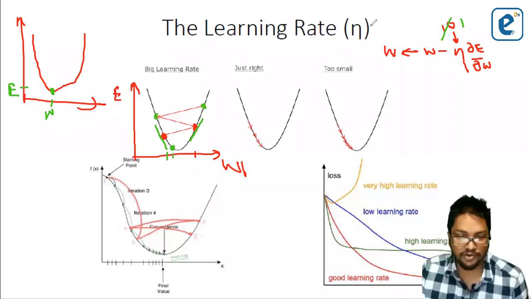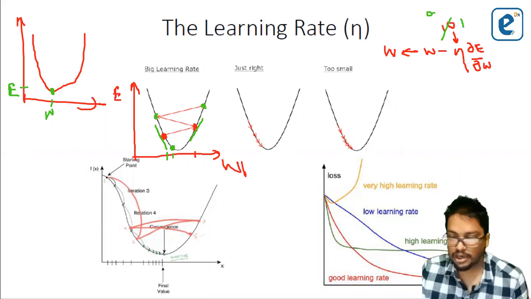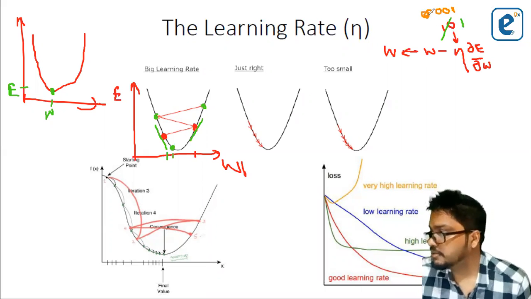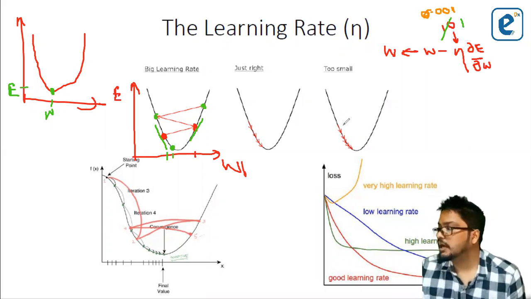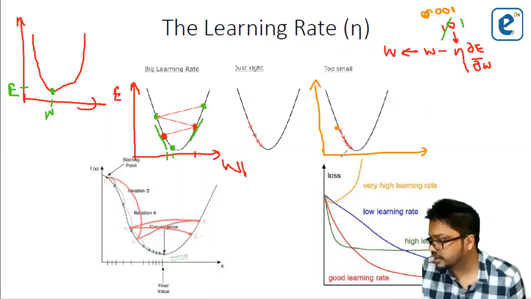A very small value, like let's say 0.001. I mean, it might be less than that, right? So what's going to happen now? Let's assume that the eta is 1. So what's going to happen is, from here it asks us to go here originally.